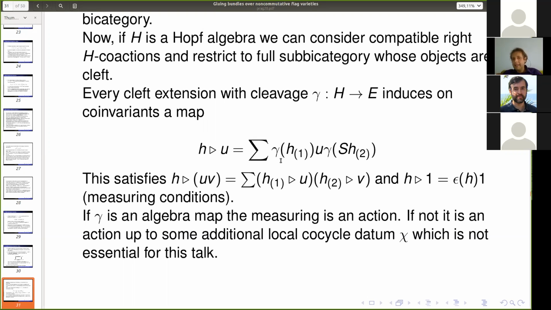If gamma is not an algebra map, but just the other thing, then this is not an action, but it is still a measuring, and then it's not a smash product, but a so-called cocycle cross product. So there is an additional cocycle which is local there. Now this is on one affine piece.